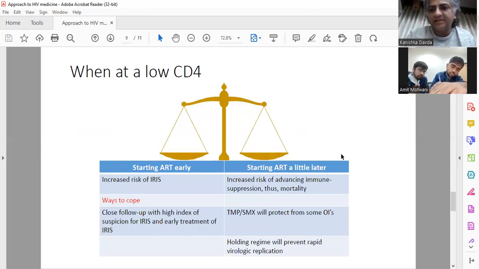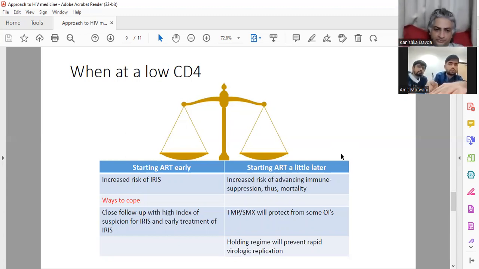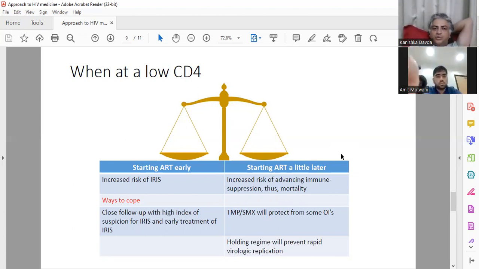So there's always this little bit of balance that we have to do when a patient has come with a low CD4. Okay, on one hand, you want to start ART early to give him a good mortality, morbidity benefit. जितना जल्दी तुमने किया उतना अच्छा रहता है. But it increases the risk of IRIS. So you rule out by screening for many things and all, and then you start.